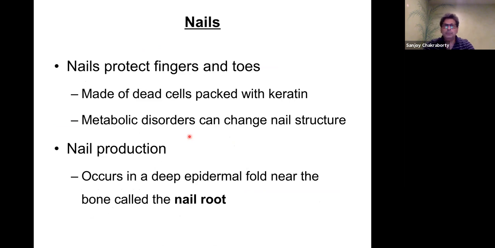Then the final part is the nails. Basically, their main job is to protect your fingers and toes because mechanical distortion can happen. Nails are protected. They are also dead cells packed with keratin, but the whole nail is not dead. The nail root portion, the nail matrix in the nail root, allows the growth. Detail of the nail root is coming up on the next page. So that allows the growth.